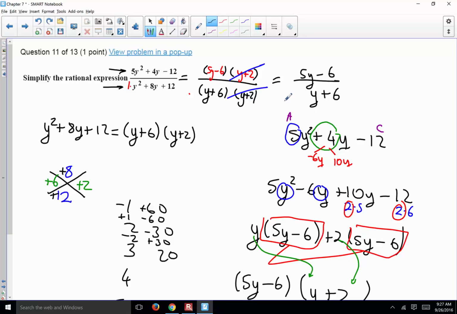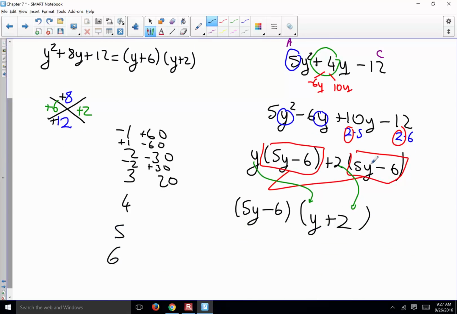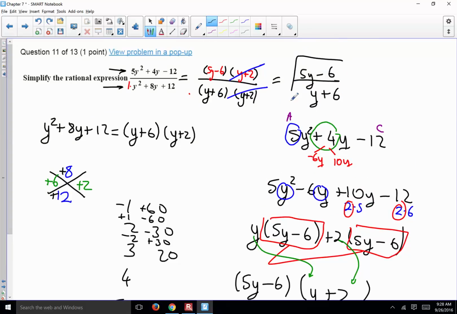Any questions? Again, I'm not an advocate of AC method. It works, but it's too long. Improve your number skills and do trial and error. Try to guess 2 numbers multiplying into minus 12, and when you FOIL it, adding to 4y. The first method I like better, trial and error, because it's time efficient. It's faster.